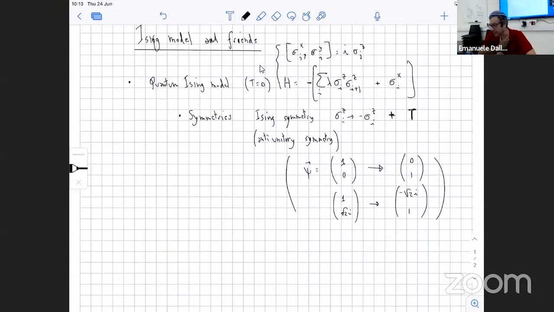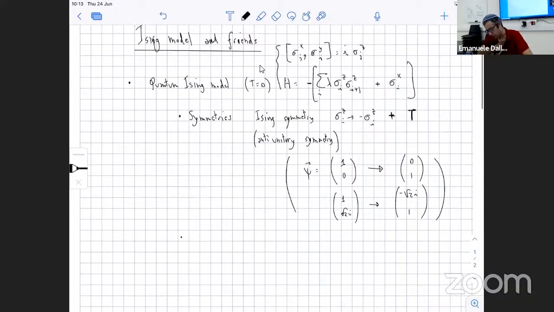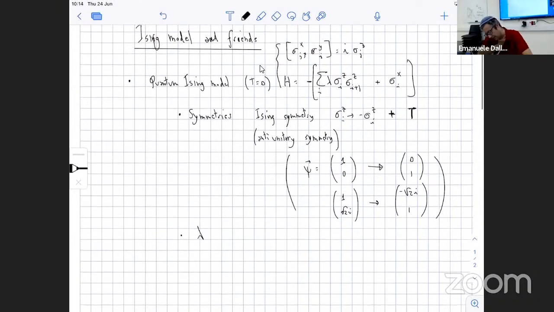Okay, good. So in a moment this will become important. So that's the symmetry. And now, as I promised, there is a phase transition. The phase transition occurs at lambda equal to 1. If lambda is larger than 1, then the sigma z term is dominant. So you are in the Ising phase. Okay, so this is the Ising phase. And basically there is a spontaneous symmetry breaking.